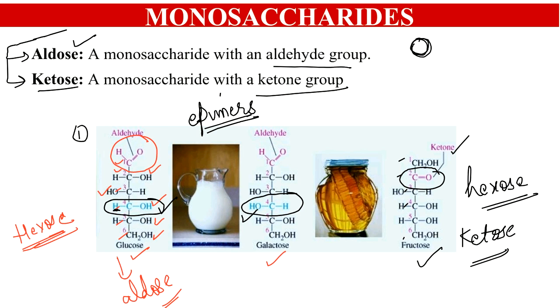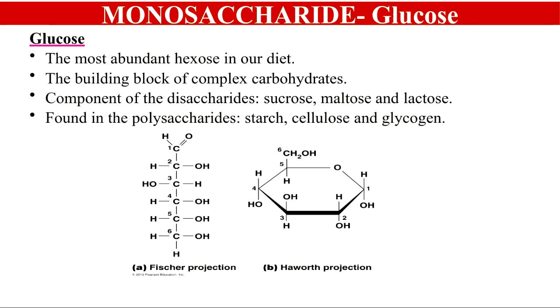Okay. Now let's look at the structure of each monosaccharide in detail, along with the straight chain structure and the cyclic structure. So first, let's talk about glucose. Now, glucose is the most important monosaccharide.